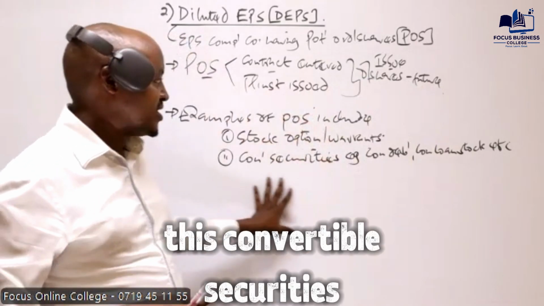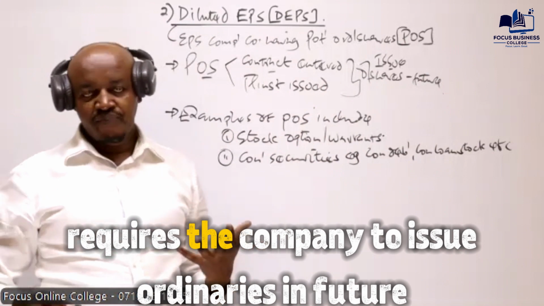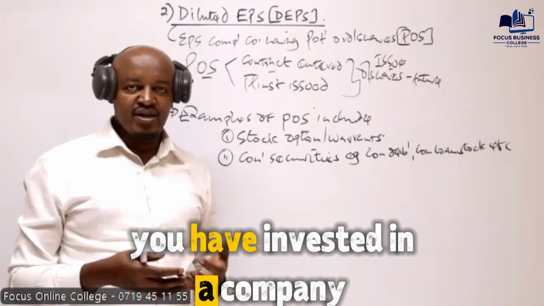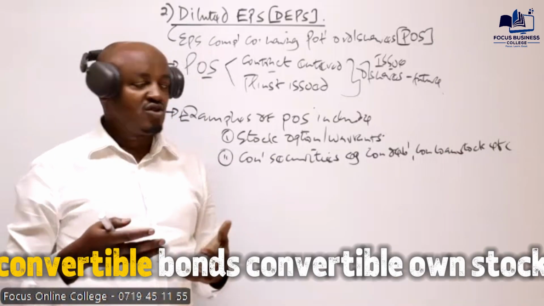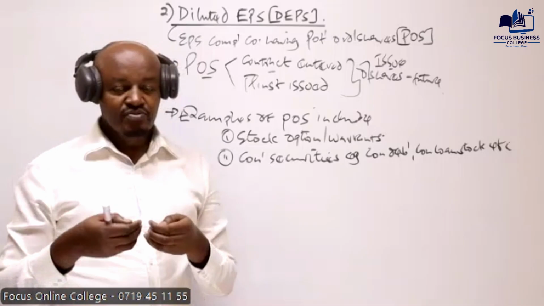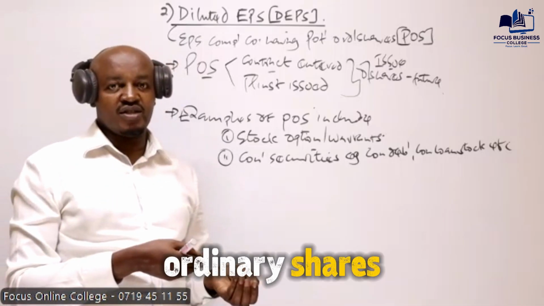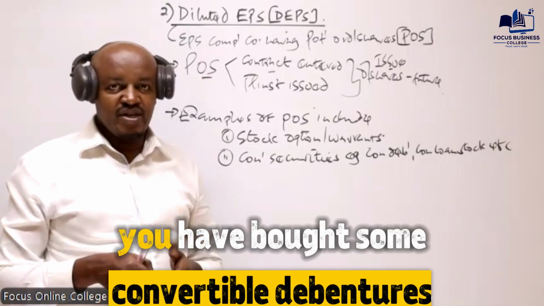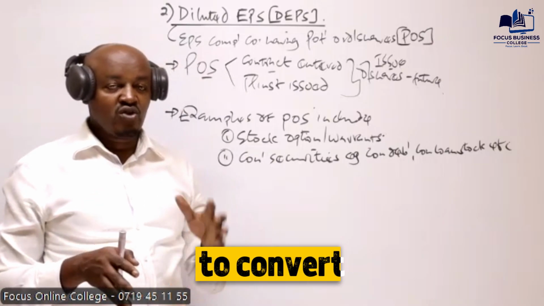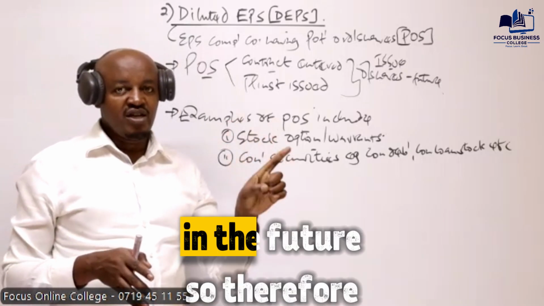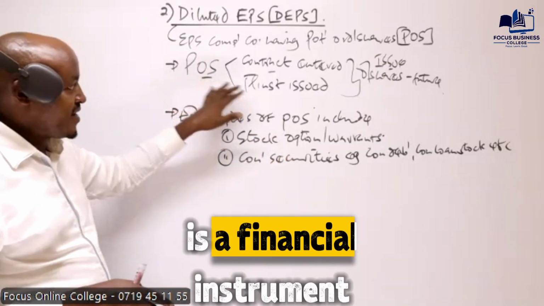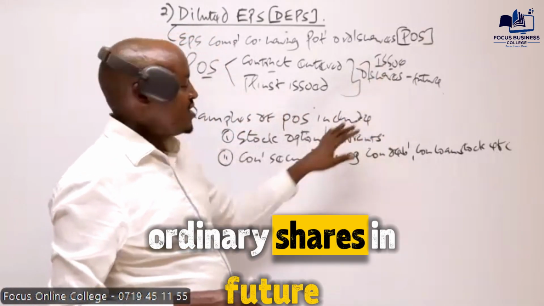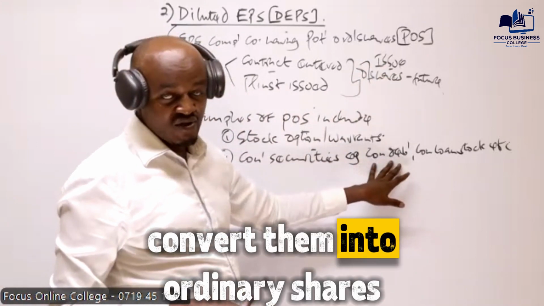So why are we saying that these convertible securities require the company to issue ordinary shares in the future? Generally, if you have invested in a company by buying convertible debentures, convertible bonds, or convertible loan stock, you have the right to convert them into ordinary shares. So if during the current year you have bought some convertible debentures, it means you have the right to convert them into ordinary shares of the company in the future. That is a financial instrument issued by the company which requires the company to issue ordinary shares in future once the holder converts them into ordinary shares.